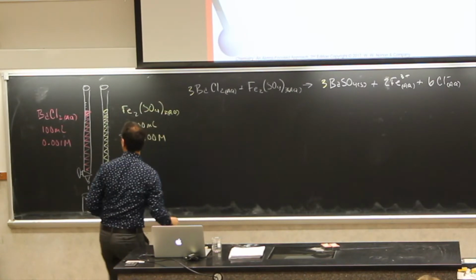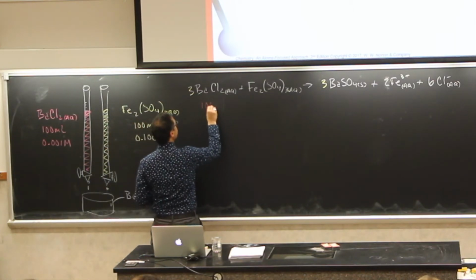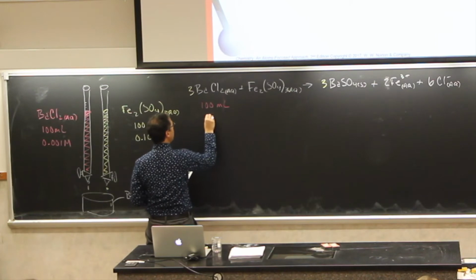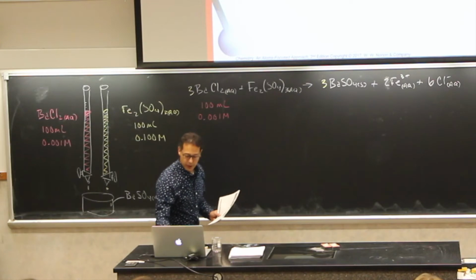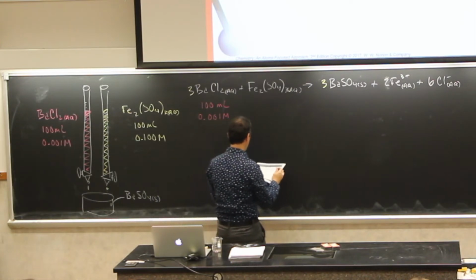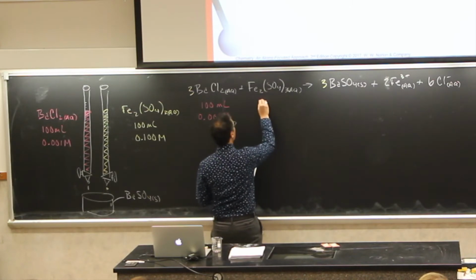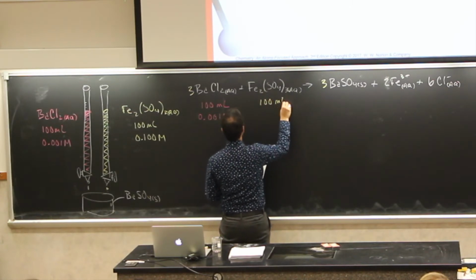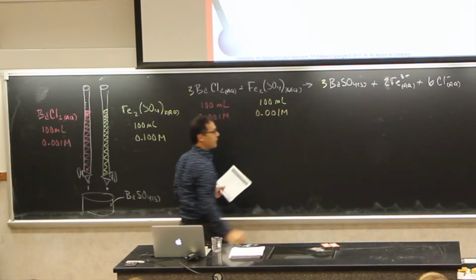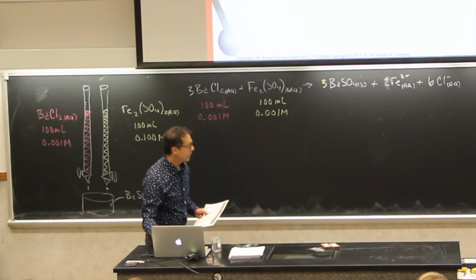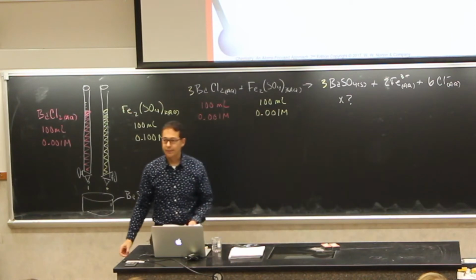Now, what I know over here is I've got 100 milliliters and 0.001 molar. And for my iron 3 sulfate over here, I've got the same thing, I believe. That's going to be 100 milliliters and 0.001 molar. And what I want to figure out is how much barium sulfate I end up producing.